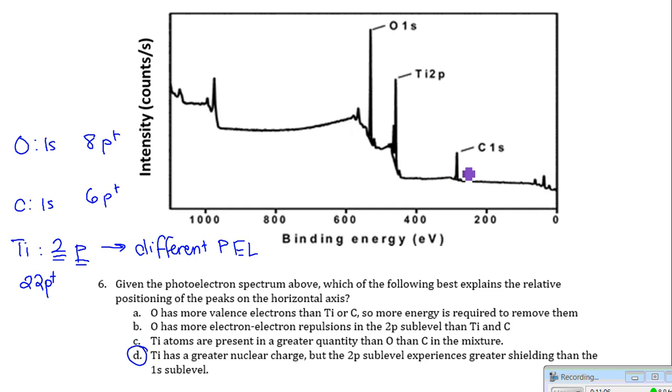Titanium has a greater nuclear charge. Yes, it does. But the 2p sublevel experiences greater shielding than the 1s sublevel. That means that there's more stuff in between the nucleus and the 2p sublevel that protects the 2p electrons from being attracted to the nucleus. So the binding energy is a little bit lower. Shielding means protection from the nucleus by a complete energy level prior to where you are. So the first energy level of titanium shields the second energy level from the nucleus somewhat.